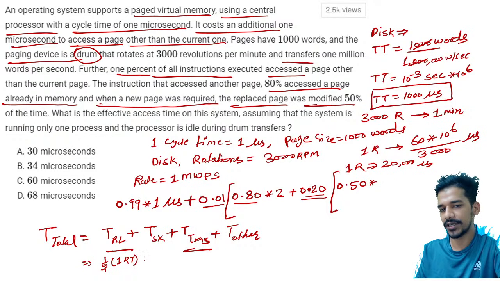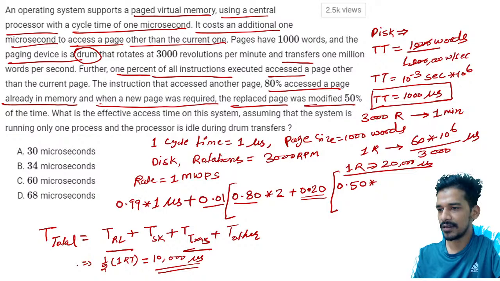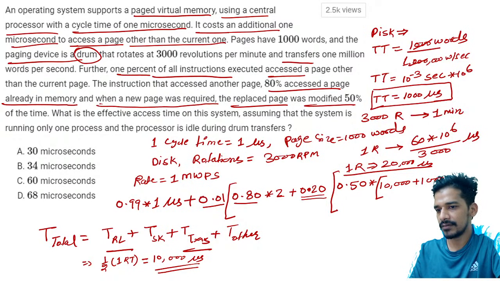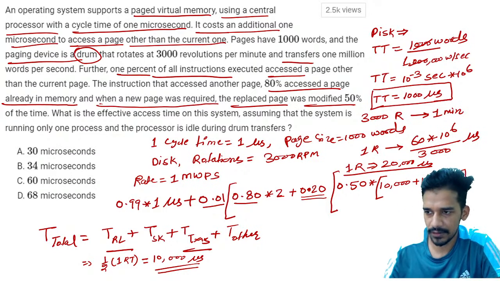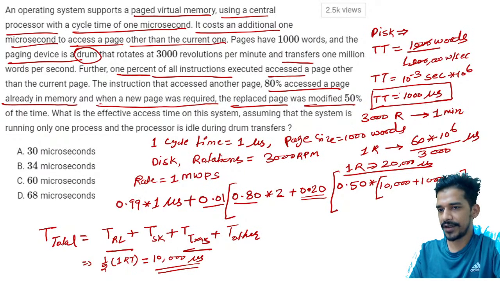We know that rotational latency is nothing but half of one rotation time. One rotation time is 20,000, so rotational latency will be 10,000 microseconds. So disk access time will be 10,000 microseconds plus 1,000 microseconds, that is the transfer time. Transfer time plus rotational latency will be the disk access time.